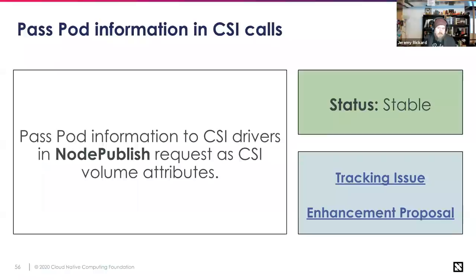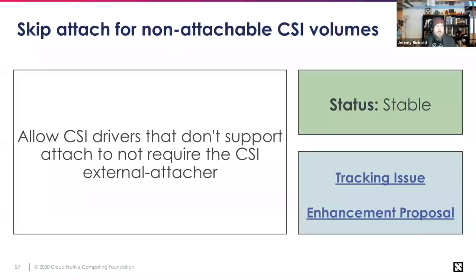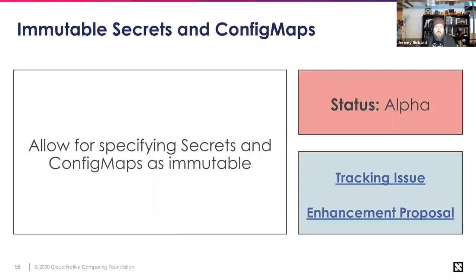Another one in SIG storage that's stable is the ability to pass pod information to the CSI drivers to allow them to make a little bit better decisions. Skip attachment for non-attachable CSI volumes. Again, another stable that's been around in beta since 1.14. So just in general, when we go back to our themes for the release, fit and finish, SIG storage has really taken on the mantle of pushing things towards being stable.